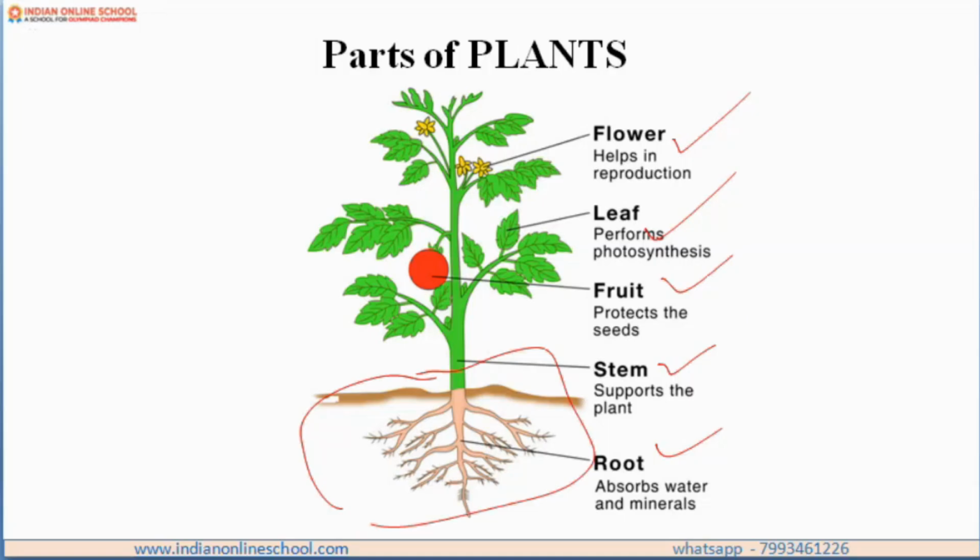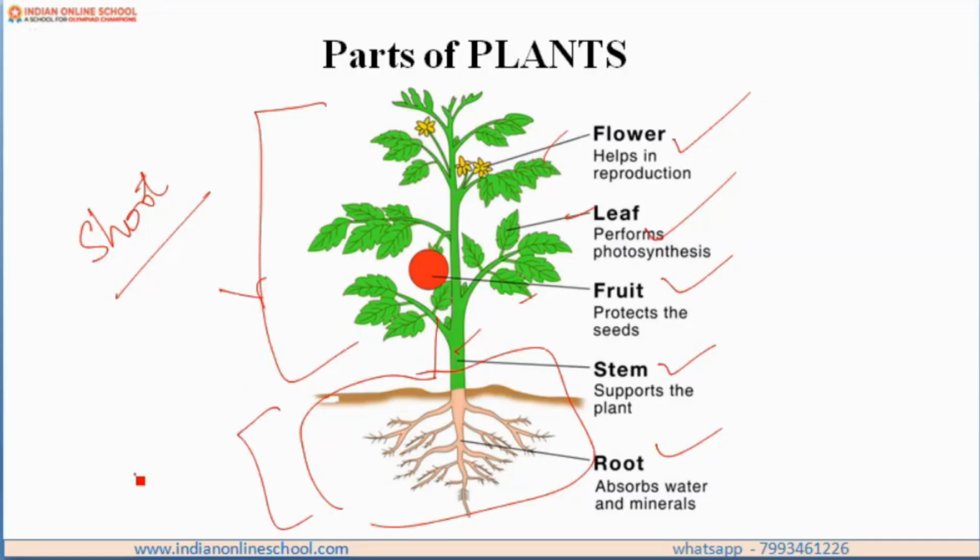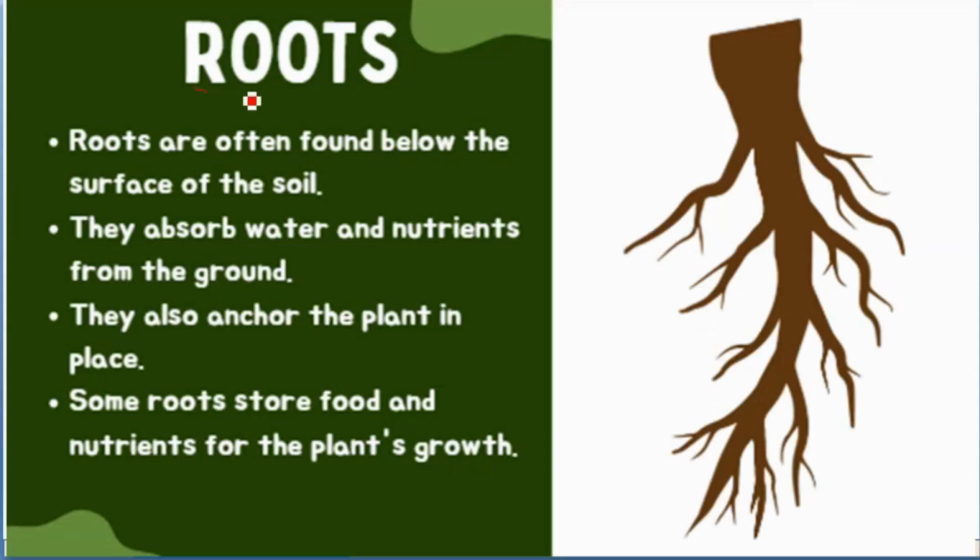Most of the plants have roots under the ground, so we cannot see them. And the upper part is known as shoot. And this shoot contains stem, fruit, leaf, buds, and flowers. Okay, so the two main parts are root and shoot. Now we will discuss all the parts of the plant one by one.